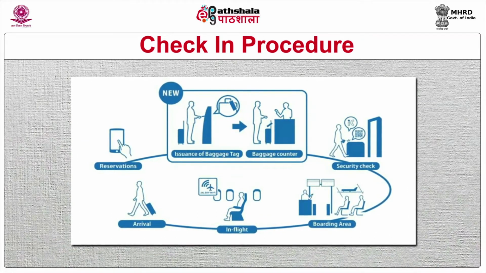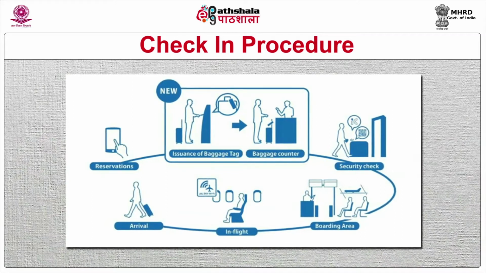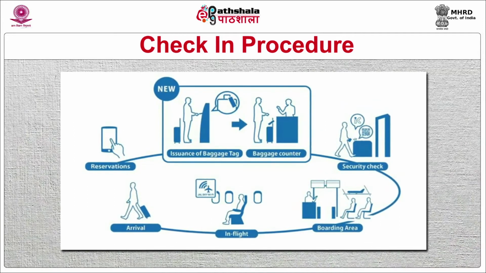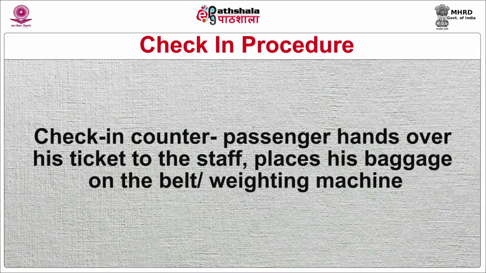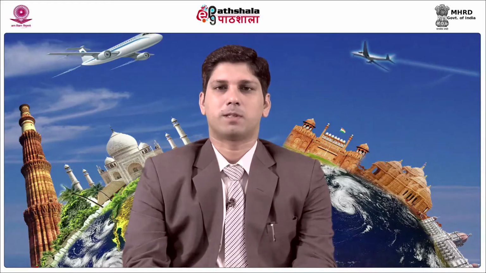Secondly, the passenger baggage that has to be checked in is passed through the X-ray machine. Baggage security tag is either tied to the handle or the sticker is pasted on the baggage. Then the passenger heads towards the check-in counter. The passenger hands over his ticket to the staff, places his baggage on the belt or the weighing machine. The counter staff then check in the passenger's baggage tag. They return the ticket with the boarding card, the baggage tabs and the embarkation and customs forms in case of an international travel or an international flight.